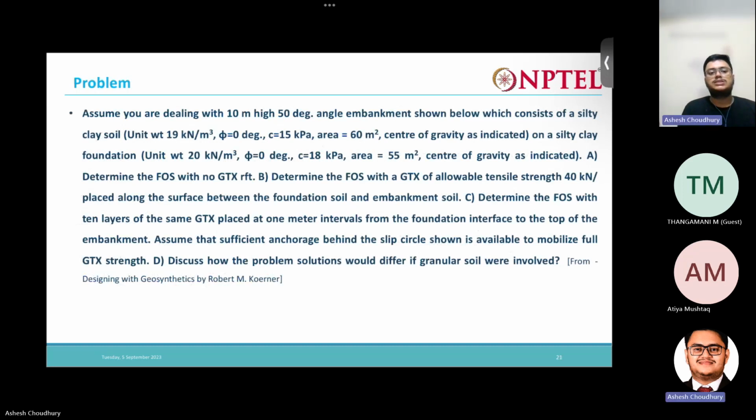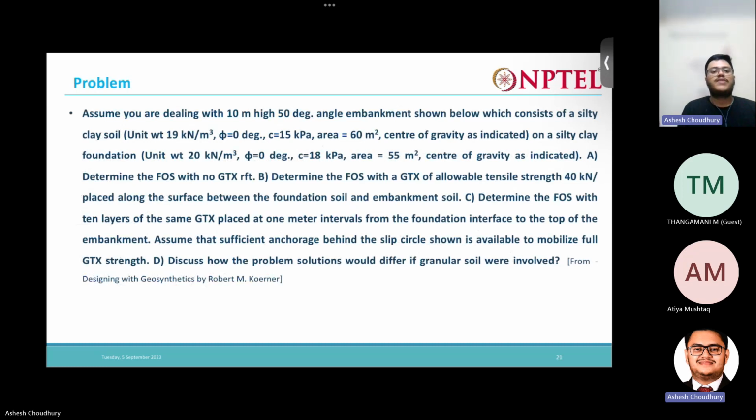This embankment is situated on a silty clay foundation. The properties of the foundation are also given: the unit weight, the phi, the C, and the area. Now, the first thing that we need to determine is the factor of safety with no geotextile reinforcement.